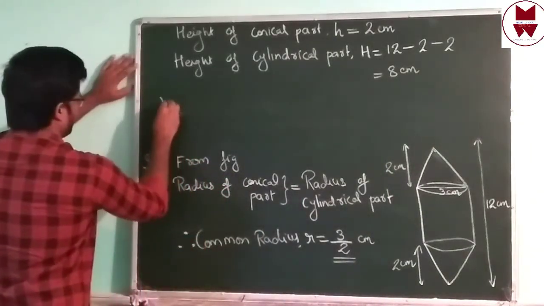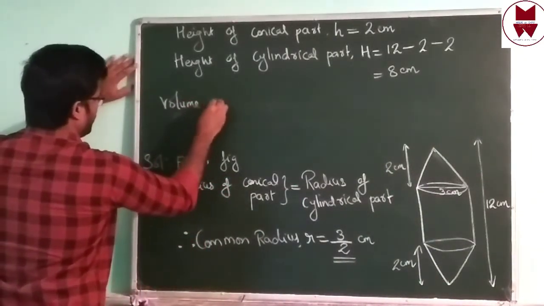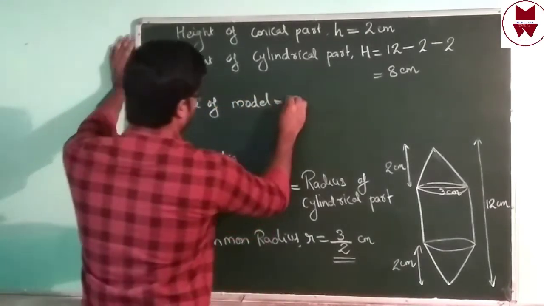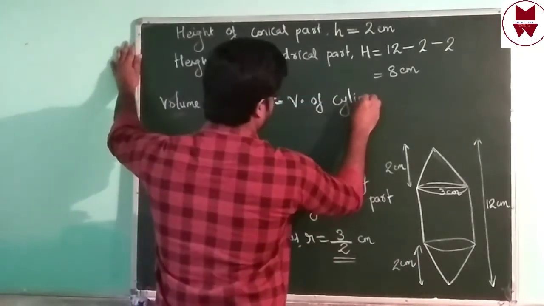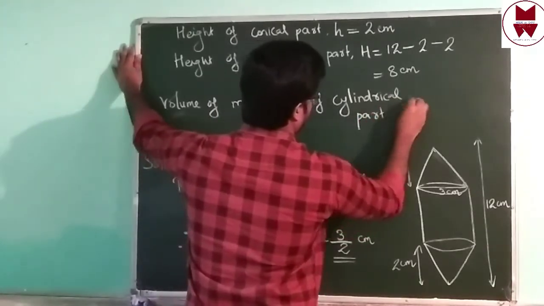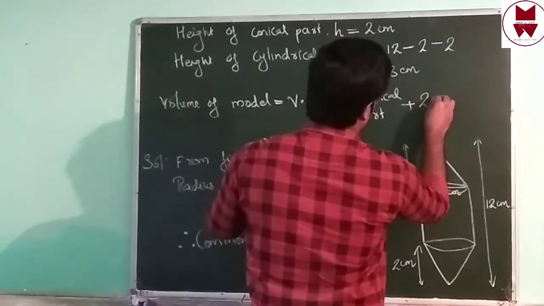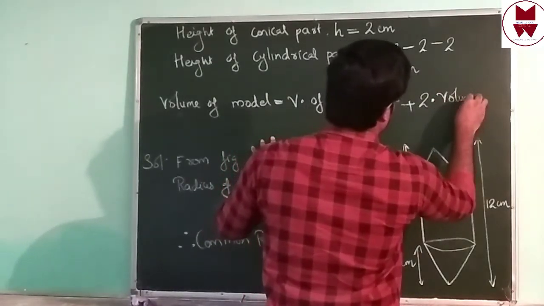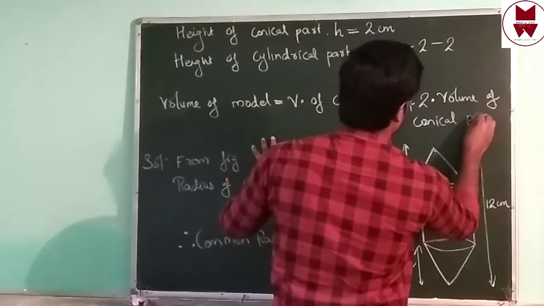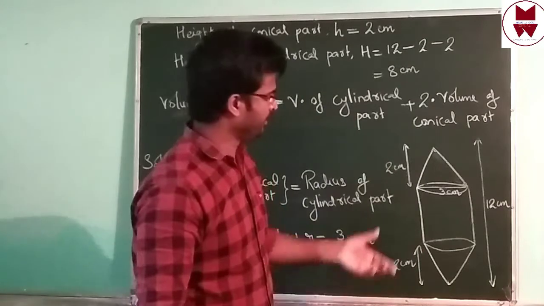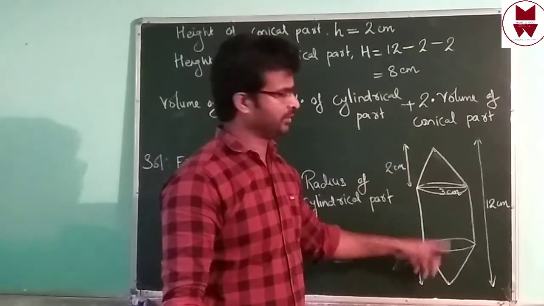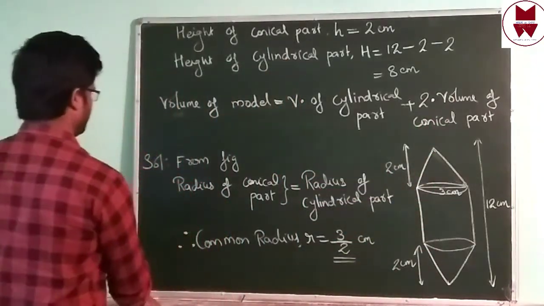Now volume of model equal to volume of cylindrical part plus 2 into volume of conical part. If you add volume of cylinder plus 2, why I use 2 means 2 cones are there. Then 2 into volume of conical part.